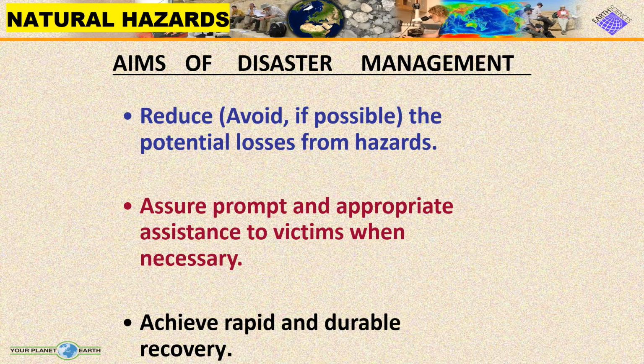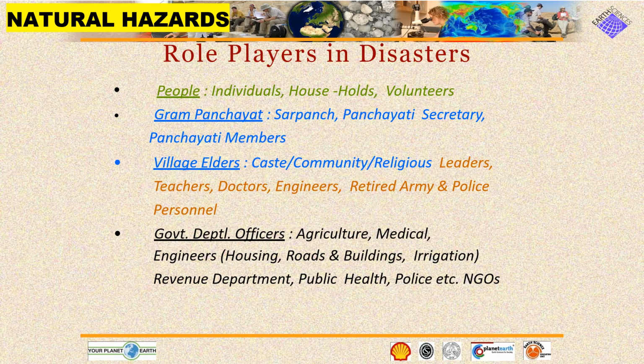Now, aims of disaster management. The first aim is to reduce or avoid, if possible, the potential losses from hazards. Secondly, assure prompt and appropriate assistance to victims when necessary. Thirdly, achieve rapid and durable recovery. Role players in disasters: people, that is individuals, households, and volunteers. Secondly, the Gram Panchayat, which has the Sarpanch, Panchayati Secretary, and Panchayati members. Thirdly, village elders, caste and community and religious leaders, teachers, doctors, engineers, and retired army and police personnel.